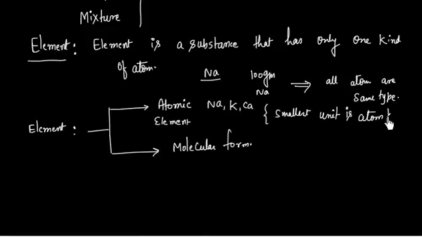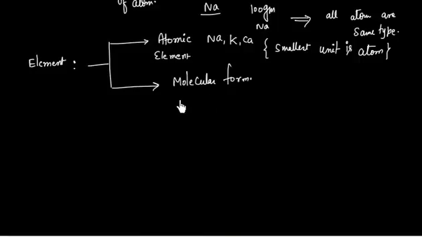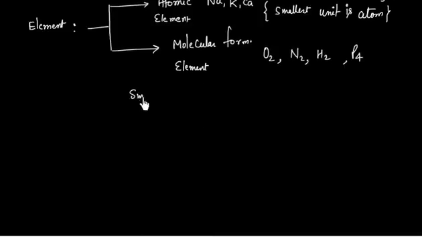But when I say molecular element, that is the molecular form of elements, like oxygen is a molecular element, N2 is a molecular element, hydrogen is a molecular element, P4 is a molecular element. So the smallest unit is a molecule. The smallest unit of the element is a molecule.